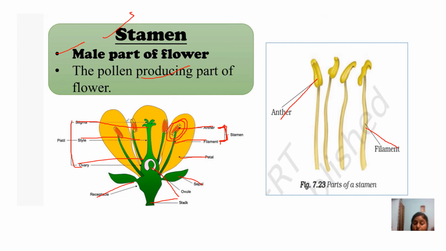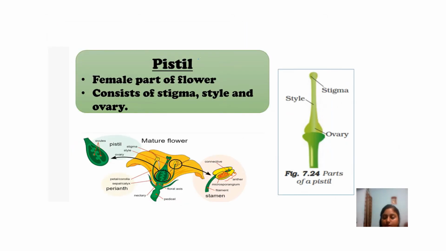So I already told you that pistil is the female part and stamen is the male part, the male reproductive part. Now see here, pistil is the female reproductive part that consists of stigma, style, and ovary. In this picture it is also given very clearly: stigma, style, and ovary. This is a mature flower.